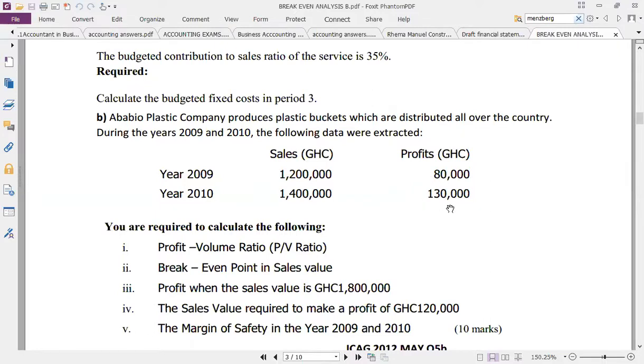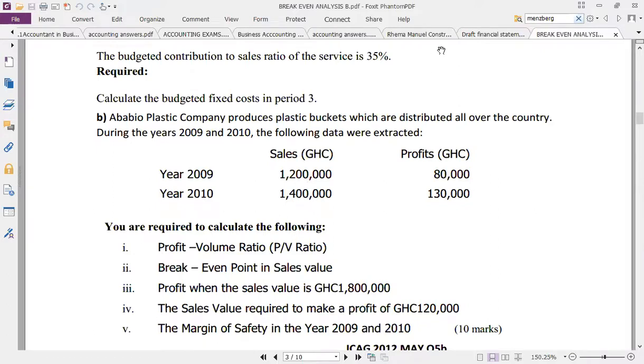Now let's go to the question. ABBO Plastic Company produces plastic buckets, which are distributed all over the country. During the years 2009 and 2010, the following data were extracted from the books of ABBO. So sales and profit for each year are there. Good. Now, we are going to calculate the CS ratio.